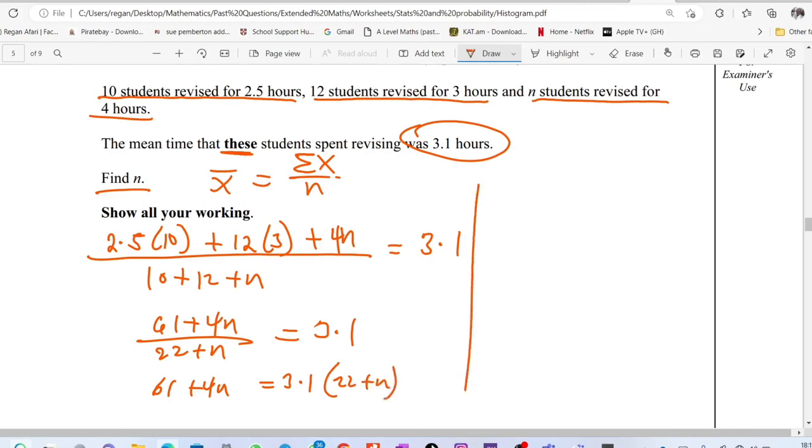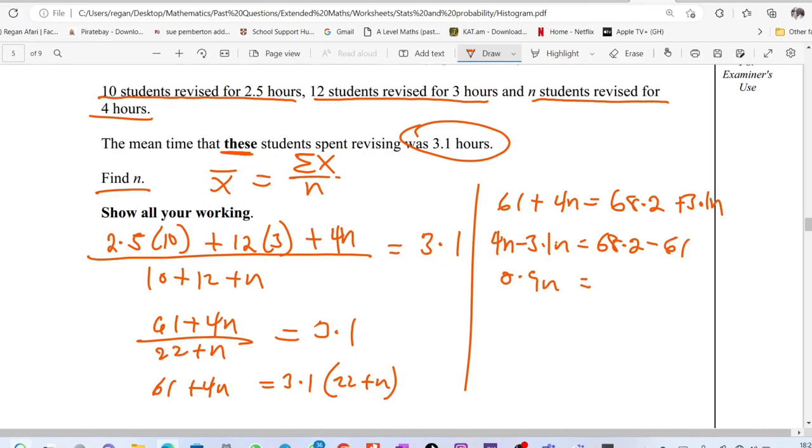So we can have 61 plus 4n equals 3.1 times 22, that is 68.2 plus 3.1n. So you have 4n minus 3.1n equals 68.2 less 61, giving us 0.9n equals 7.2, and n must be 8. Okay, so there were n, 8 students who actually studied, revised for 4 hours.